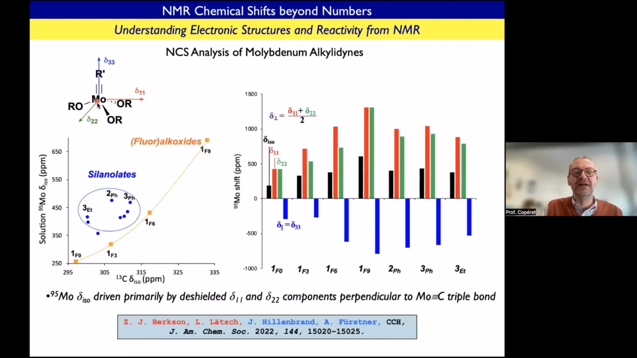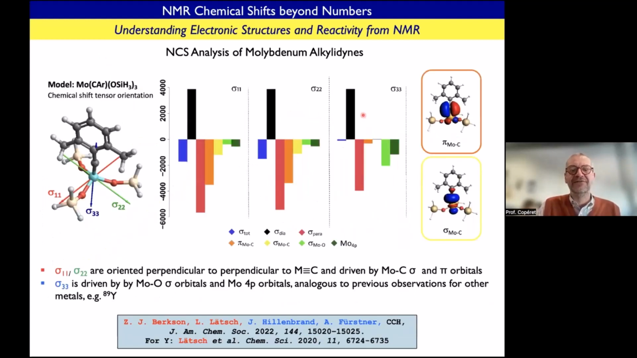In any case, what we could show again is that the chemical shift tensor of molybdenum is oriented very similarly to what you see for carbon. What is interesting is that delta 11 and delta 22 are basically perpendicular to the metal-carbon triple bond. It turned out that what drives the chemical shift is again delta 11 and delta 22, not so much delta 33. If I do the NCS analysis, we can again extract which orbitals contribute to the chemical shift. What contributes the most to the paramagnetic shift is this orange orbital, which is a pi bond. So it seems that the pi bond is driving the chemical shift.